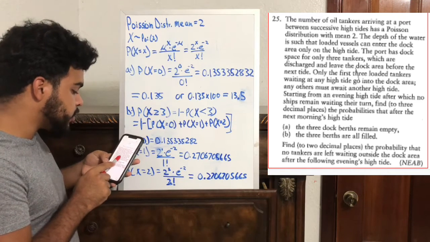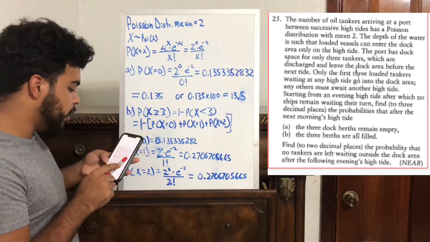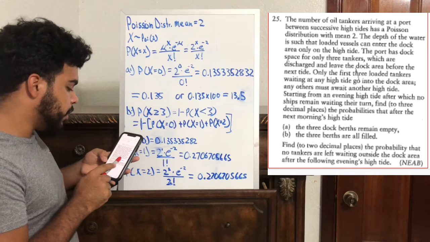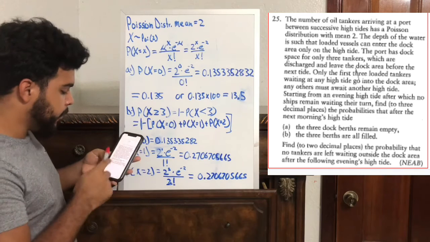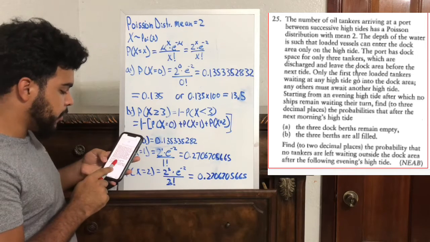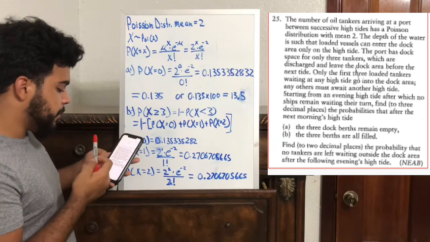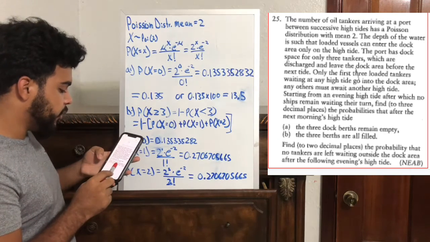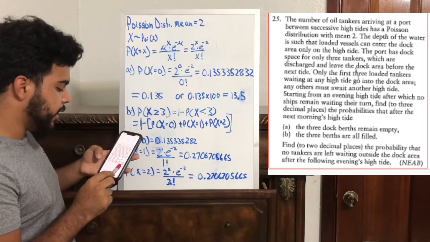Any others must await another high tide, starting from an evening high tide, after which no ships remain waiting their turn. Find to 3 decimal places the probabilities that after the next morning high tides, A, the 3 dock berths remain empty, B, the 3 dock berths are all filled, and C, find to 2 decimal places the probability that no tankers are left waiting outside the dock area after the following evening high tide.